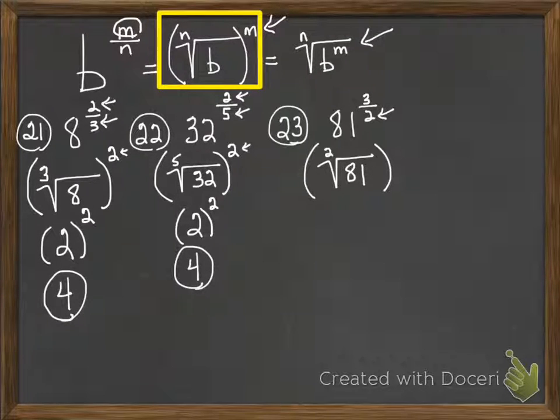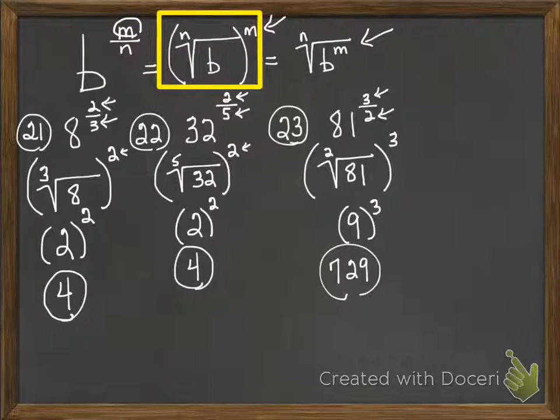2 times itself is 81. And then again, the top part of your fraction is your power. We're going to do the square root of 81 first. The square root of 81 means what times itself 2 times is 81, and that's going to be 9. And then we'll raise 9 to the third power. Now, you don't have that memorized, but you can use your chart or you can use your calculator there. 9 to the third power is 729.